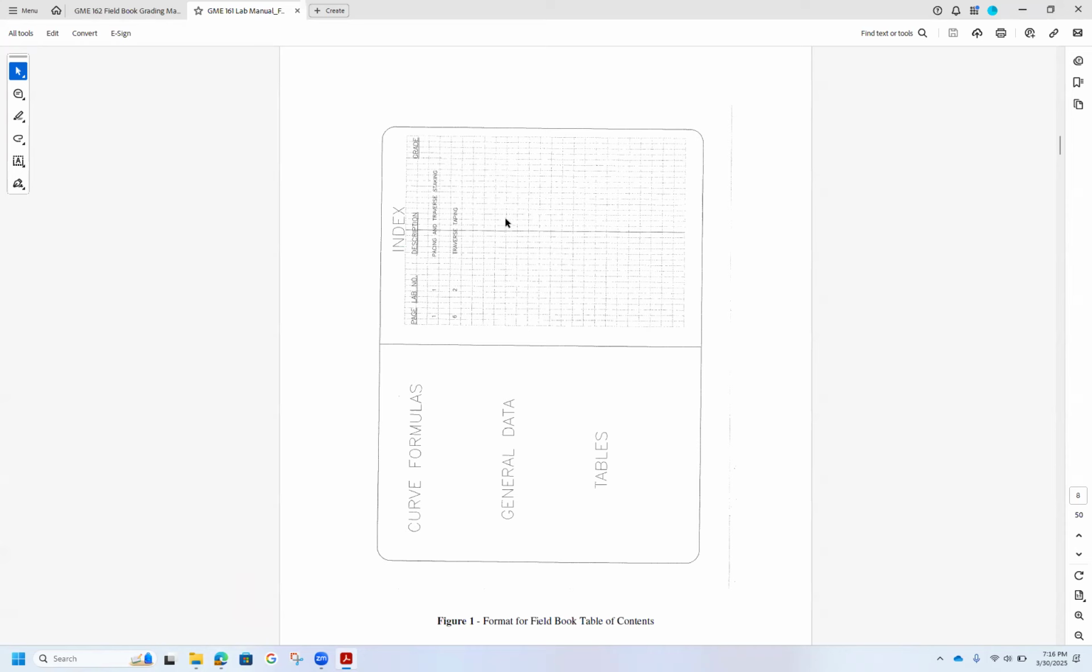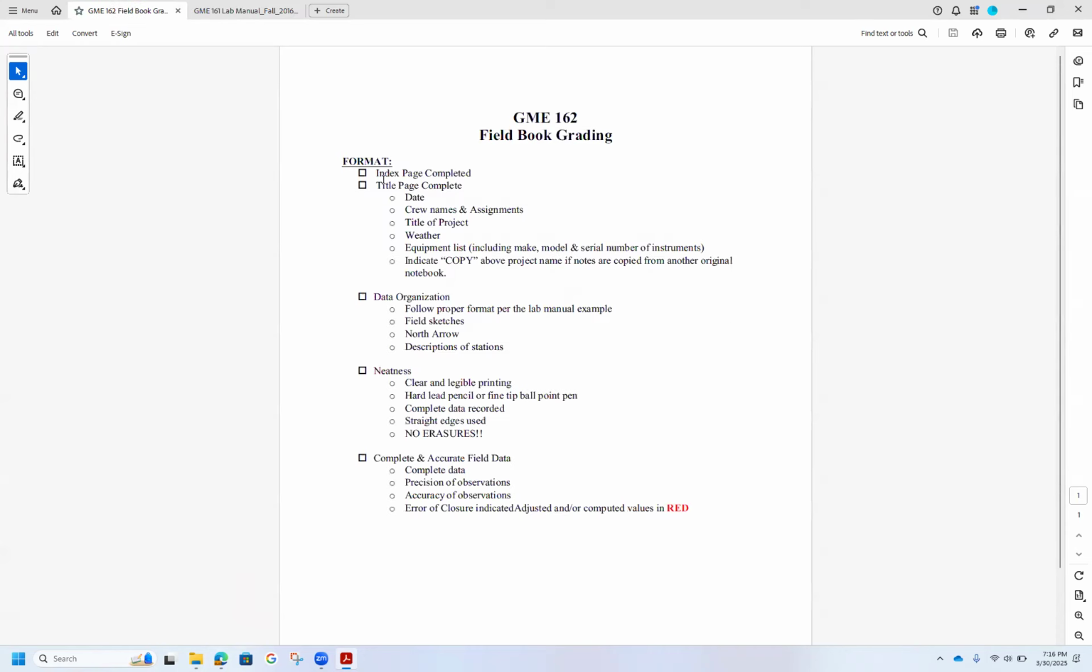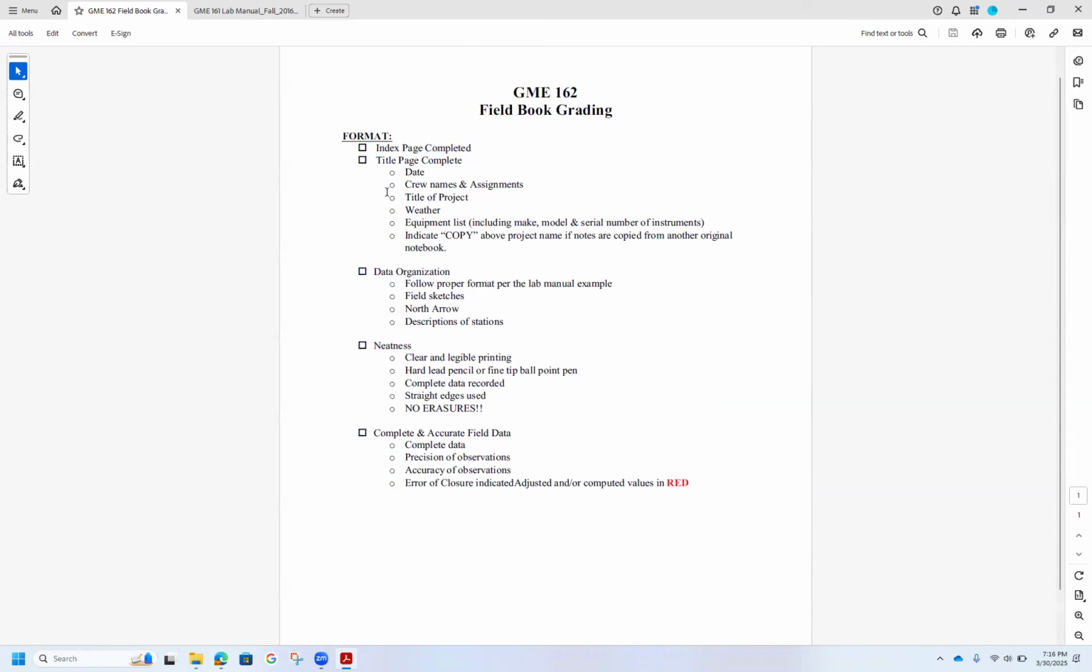Okay. And then let's go back to the grading metrics. So again, is the index page completed? When you turn these in at the end of the term, when it's all done, go through these and make sure you have these done. Do you have all your labs in there laid out as you need to? Is the title page completed? Each one of these labs is going to have a title page.